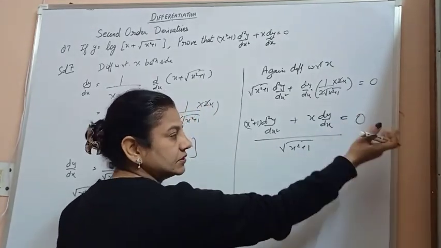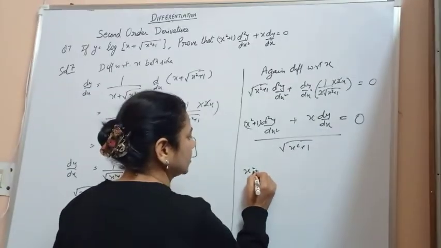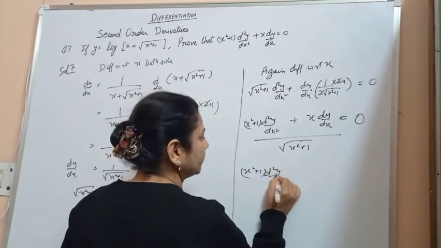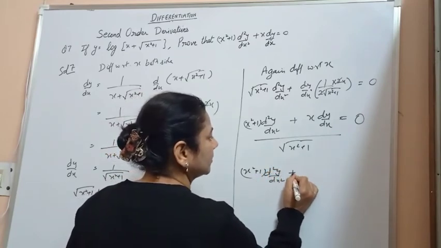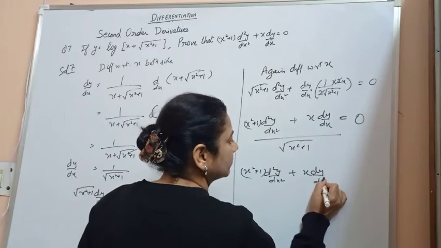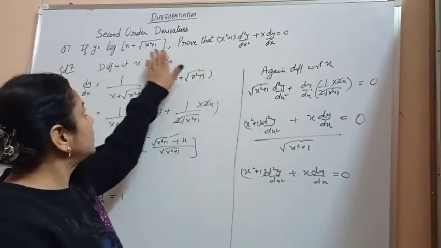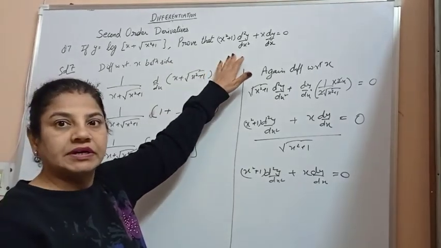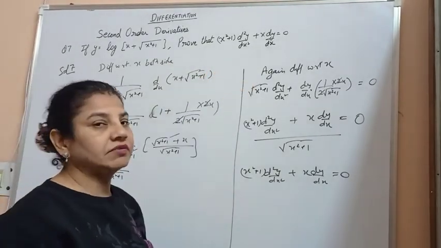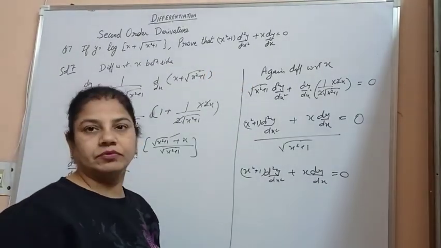Now this multiplied by 0 becomes 0, so I have x square plus 1 d square y by dx square plus x dy by dx is equal to 0. This is what I have to prove. The function is given to us. We have to prove that x square plus 1 d square y by dx square plus x dy by dx is equal to 0, and we have proved this.